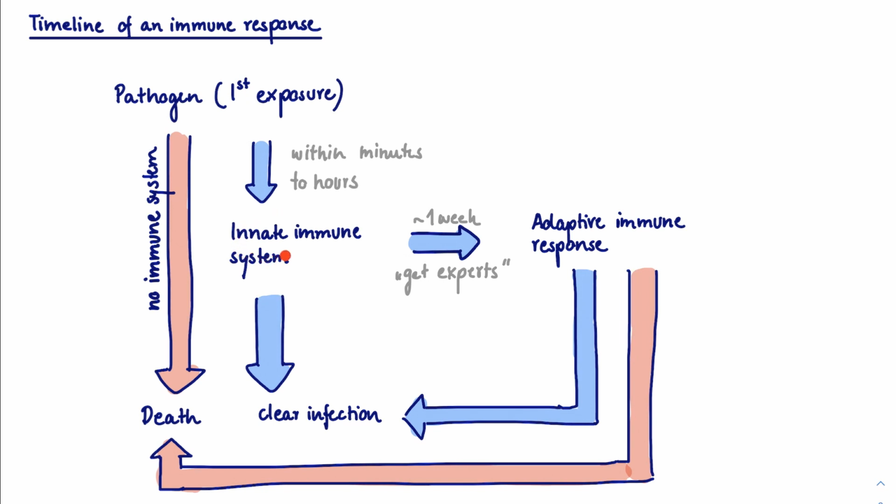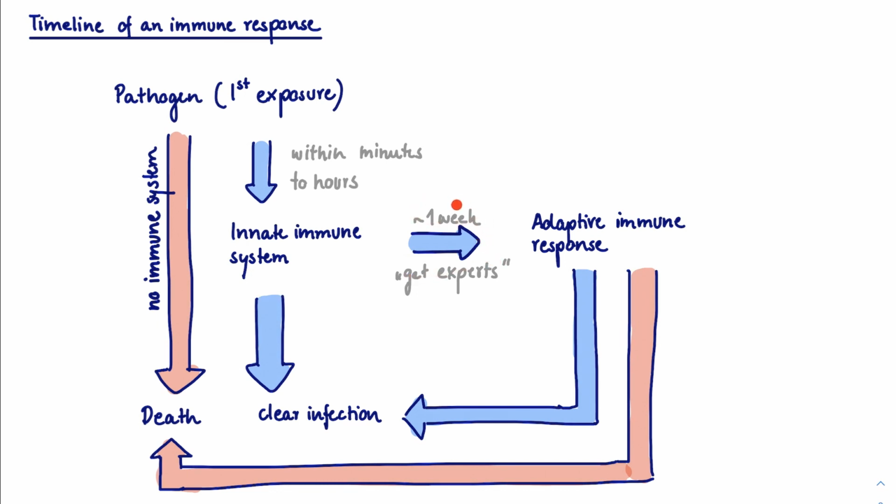Now, the innate immune system is the part of the immune system that will get us the experts. And that now explains why the innate immune system is absolutely necessary, because without the innate immune system, we're not even going to get the experts. So the innate immune system can get the experts.